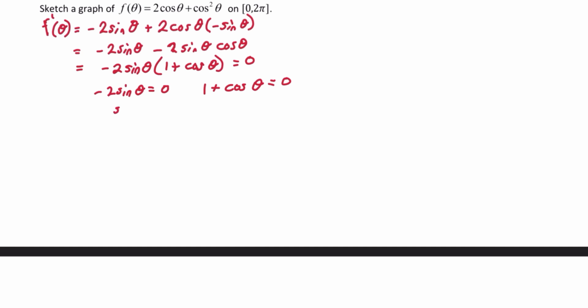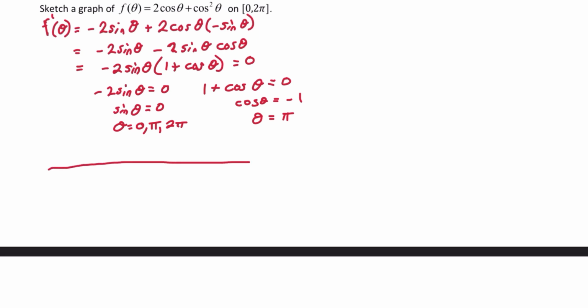We get sine theta equals 0. So theta can be 0, pi, and 2 pi. And then cosine theta equals negative 1. So theta here is pi. We'll use those values to break up our interval.